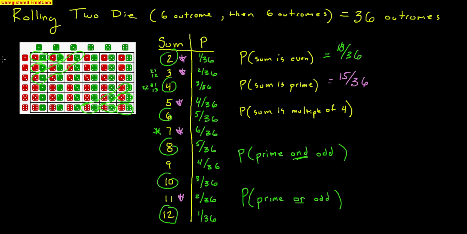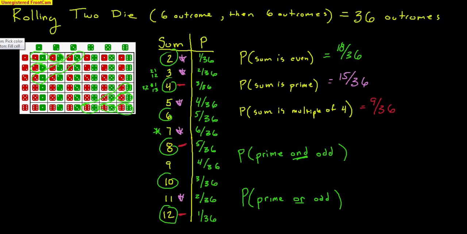How about a multiple of 4? Okay, well, multiple of 4. So let's see here. 4 is a multiple of 4, 8 is a multiple of 4, and 12 is a multiple of 4. So that'd be the 3, the 5, and the 1. So that'd be 9 different ways that you could have a multiple of 4. So again, those are events. Those are examples of events.